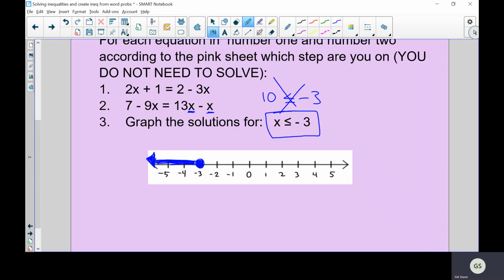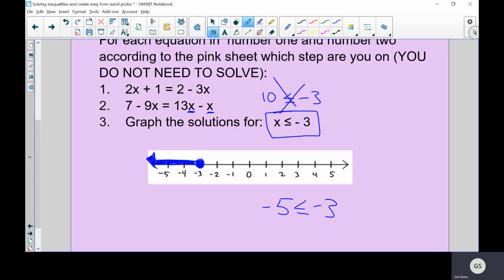Now, I could also test another number just to make sure, a number that's in this shaded region. I could say, is negative 5 less than or equal to negative 3? Is that a true statement? So I'd write negative 5 less than negative 3, and ask, is that a true statement?